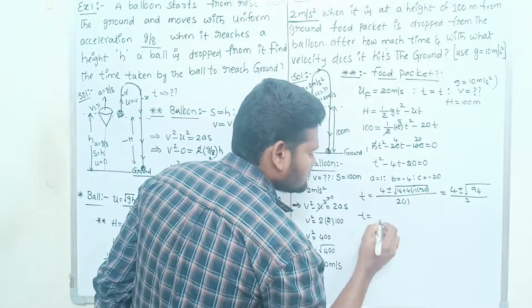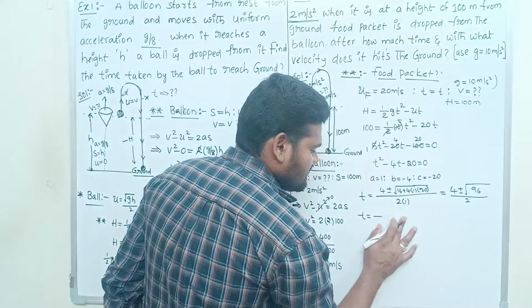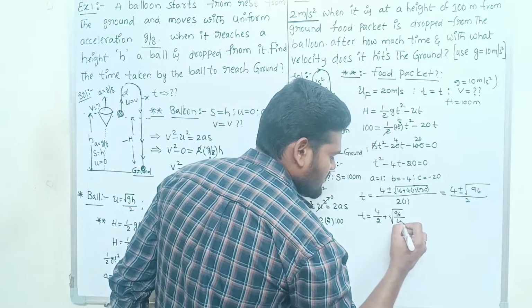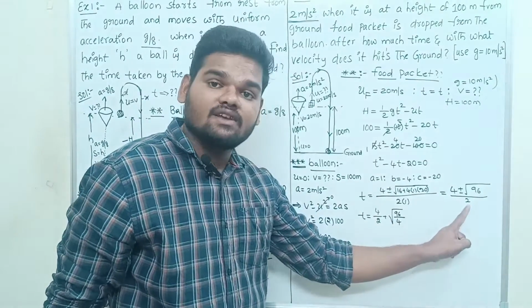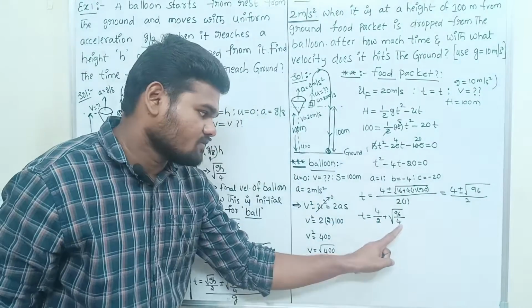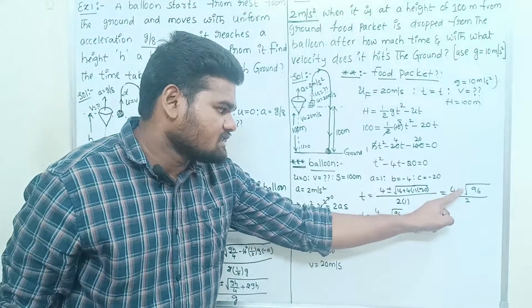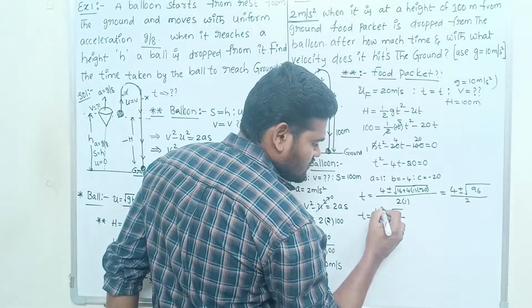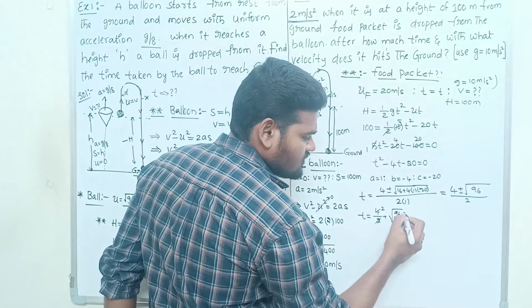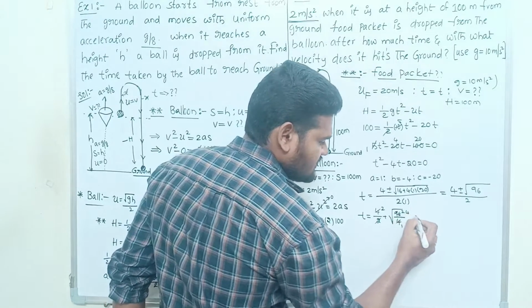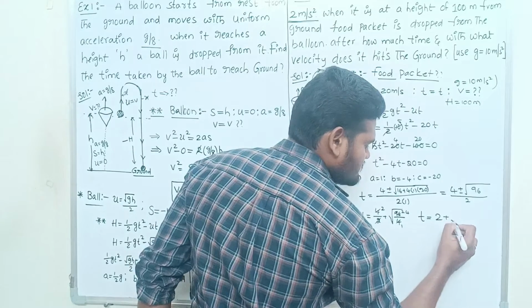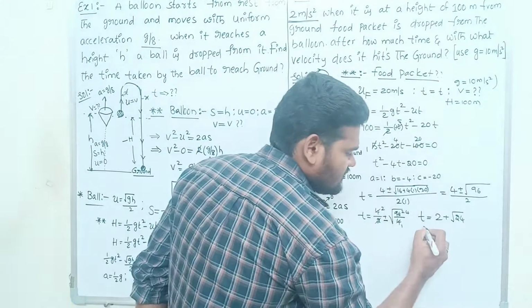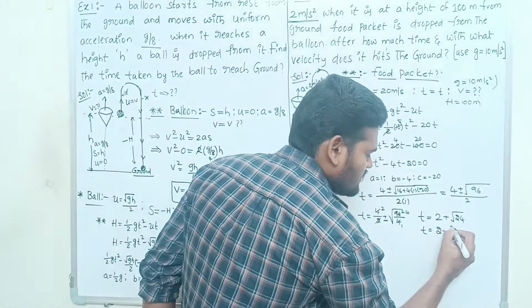Then t is equal to 4 by 2 plus or minus under root of 96 divided by 4. Under root of 96 divided by 4, since 2 going into the root becomes 4. So 4 by 2 plus or minus under root of 96 by 4. Finally we get t is equal to 2 plus root 24, for the plus term. And if you write for the minus term, you will get 2 minus root 24.